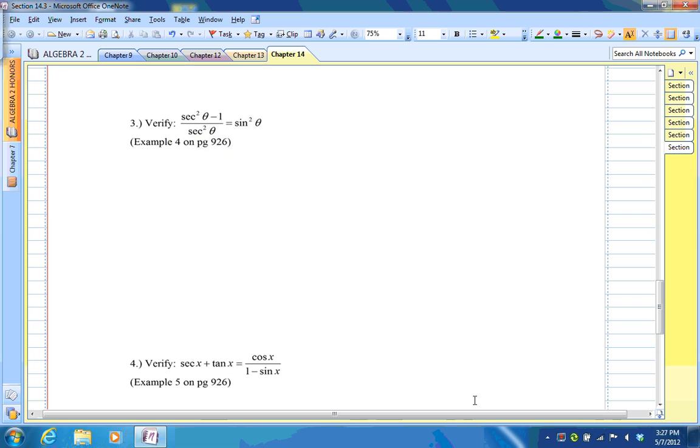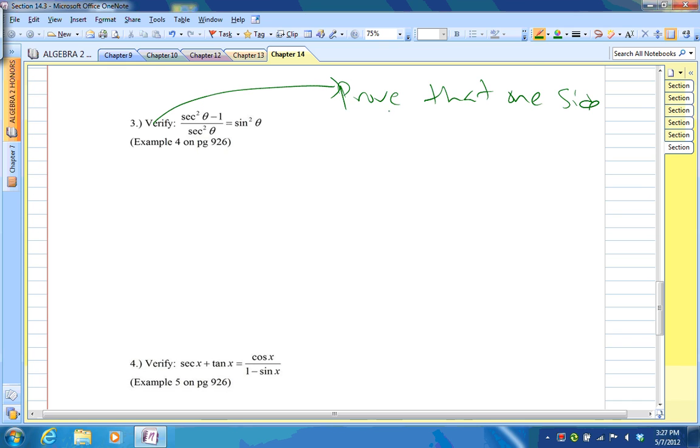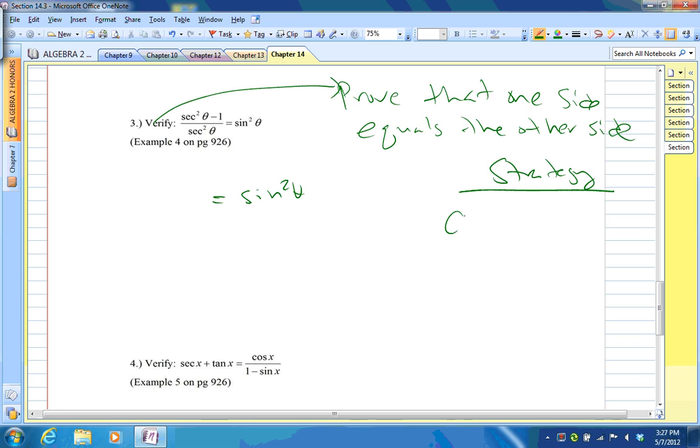Okay, now let's talk about verify. Verify means you want to prove that one side equals the other side. That's all that means. And the strategy here is to choose the more complicated side to simplify.